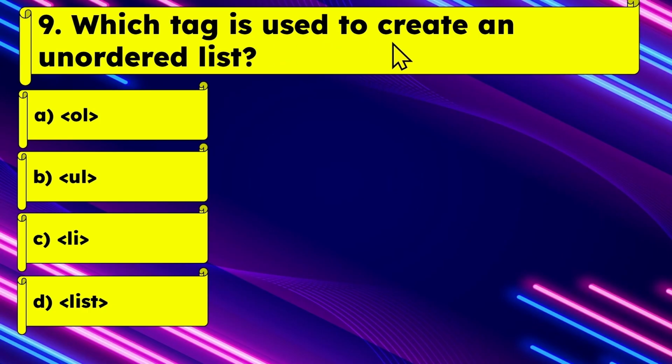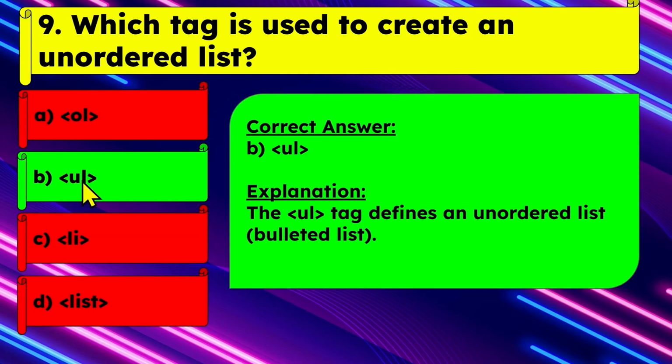Which tag is used to create an unordered list? Option A, OL tag. Option B, UL tag. Option C, LI tag. Or option D, list tag. So here the correct answer will be option B, UL tag. As you can see the explanation, the UL tag defines an unordered list, which means bulleted list. It means it will not contain any numbers or letters. It will only contain some symbols like circle, square, or star, some kind of symbols.